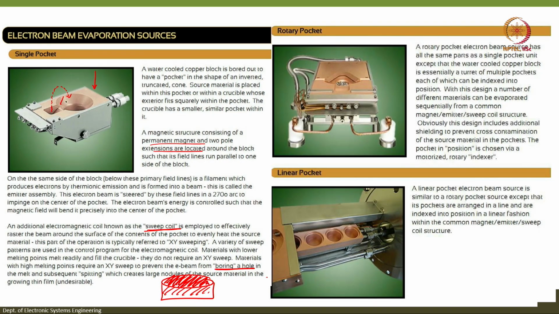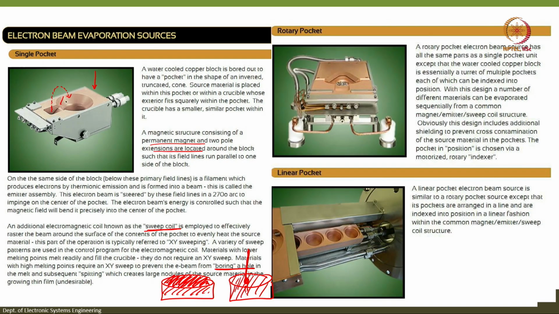If you do not do that, and you just put a point source, only one point here, then this will not melt because it is a high melting point material. It will start forming a bore into the crucible, and that is not advisable. That is why for high melting point material we have to go for sweeping.